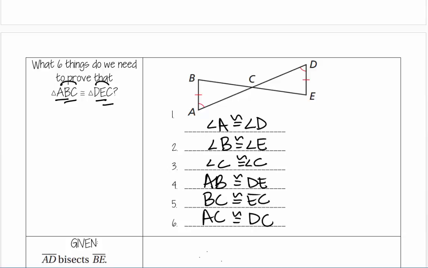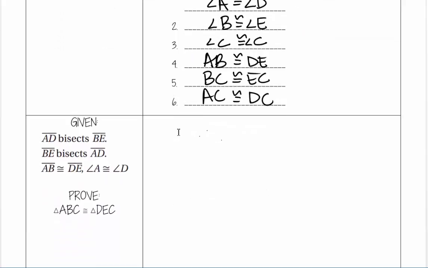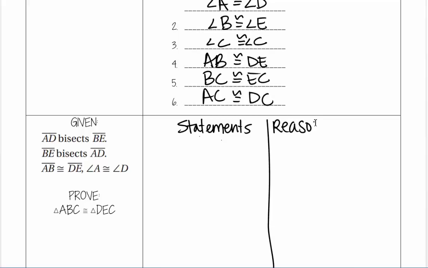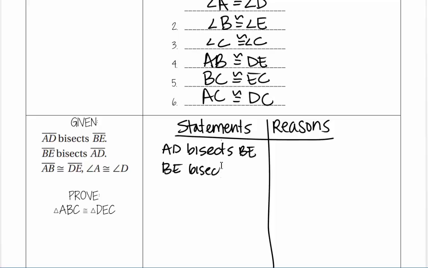So let's take a look at what they give us in this proof. Remember, we have our statements and our reasons. And they give us AD bisects BE. That doesn't cross anything off of our list just yet. BE bisects AD. That still doesn't cross anything off of our list.